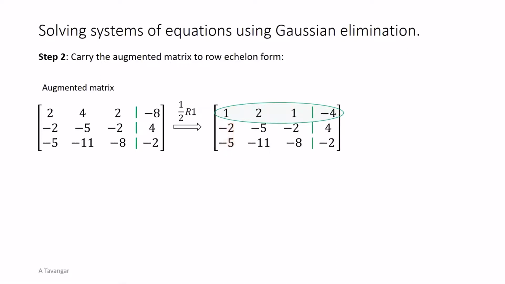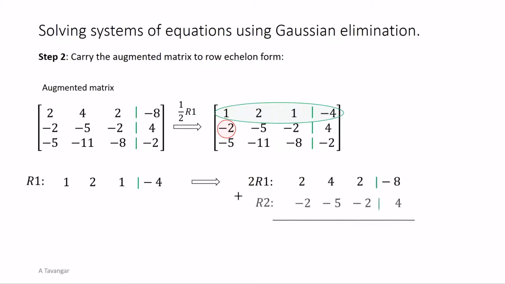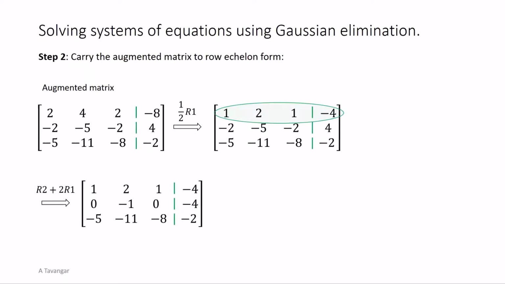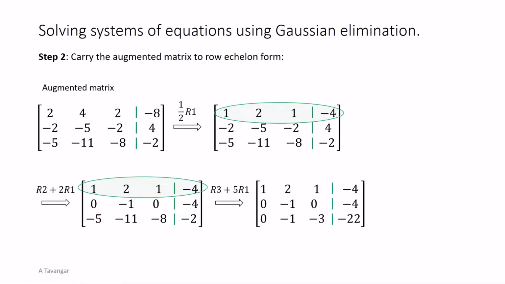So we need to take 2 times the first row and add it to the second row to make -2, 0. 2 times row 1 is obtained by multiplying each entry of row 1 by 2. For adding rows, we simply add their corresponding entries. This is the new row 2 and will replace the original row 2. Next, we take 5 times the first row and add it to the third row to make -5, 0. This completes the work on column 1.